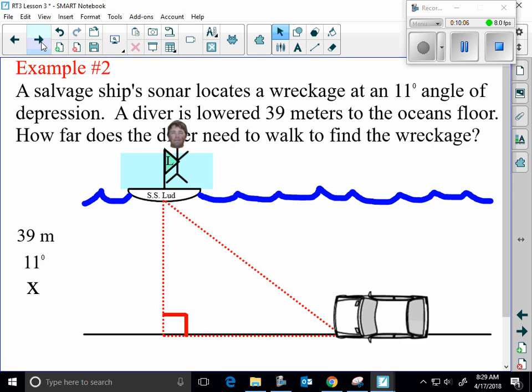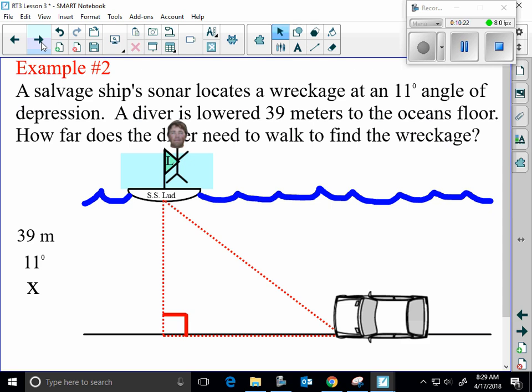Oh, Mr. Breen, there you are. A salvage ship's sonar. Ooh, SS Lud is high tech. It's got a sonar on it. It locates wreckage at an angle of depression of 11 degrees.